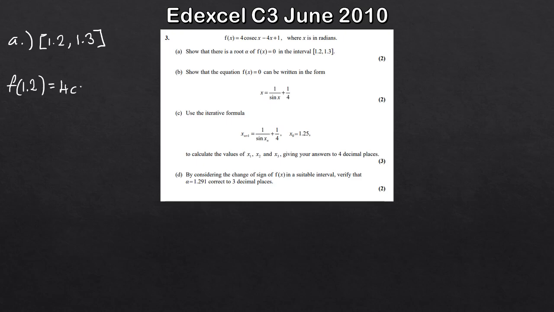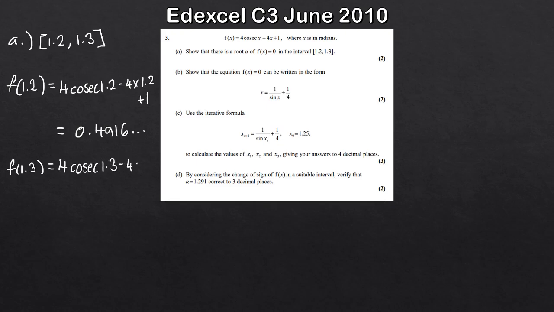What would that give us? That would be 4 cosec 1.2 minus 4 times 1.2 plus the 1. And if you work all of that out, what you should get is 0.4916, and so on. So that one's positive. So hopefully, when we put f of 1.3 in here, we should get negative. Again, similarly, that will be 4 cosec 1.3 minus 4 times 1.3 plus the 1. Work all of that out, and what you should get here is minus 0.0487.